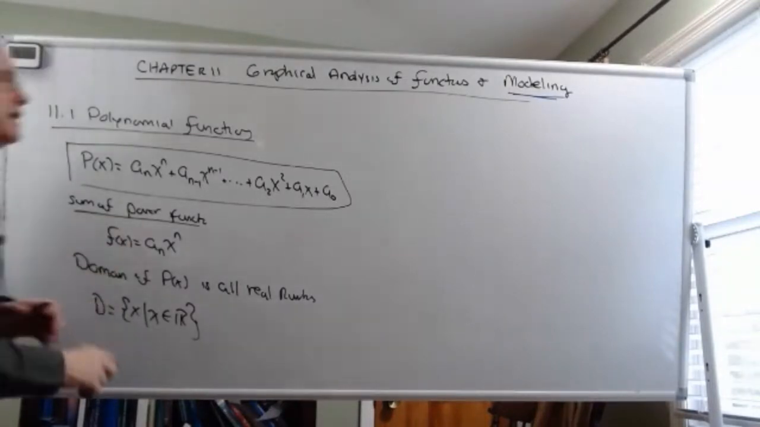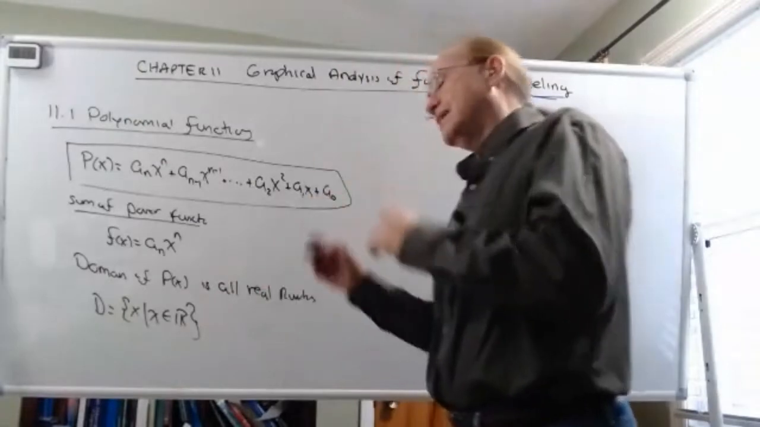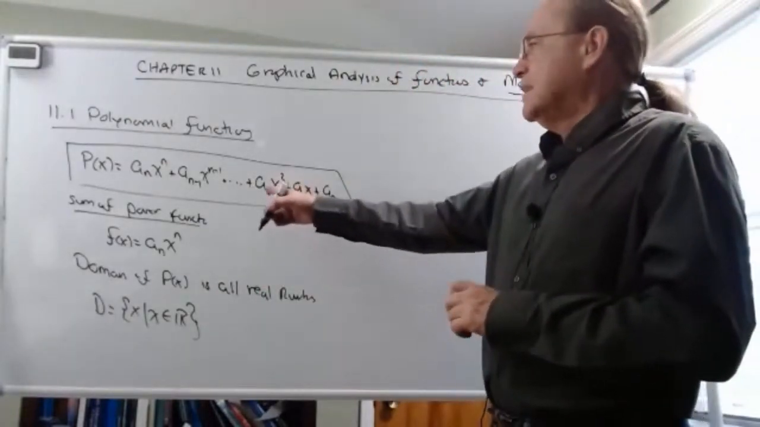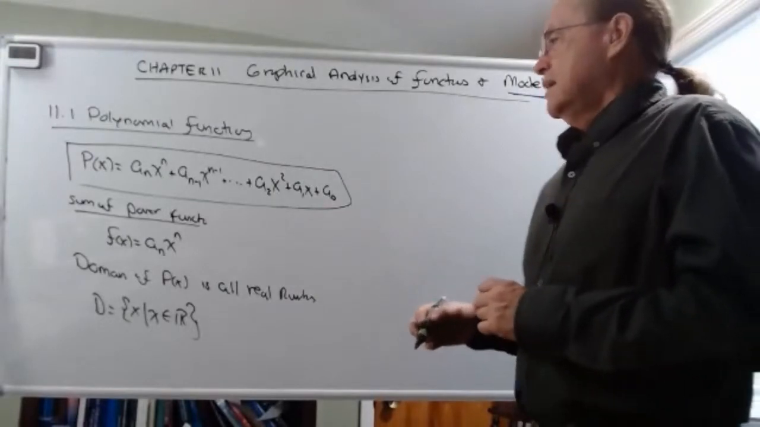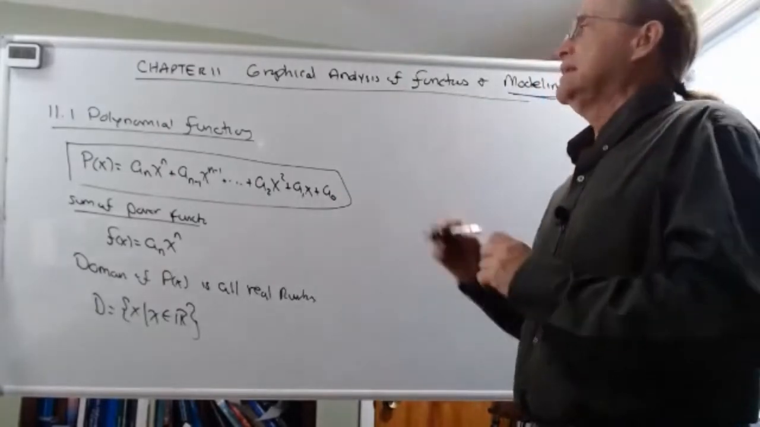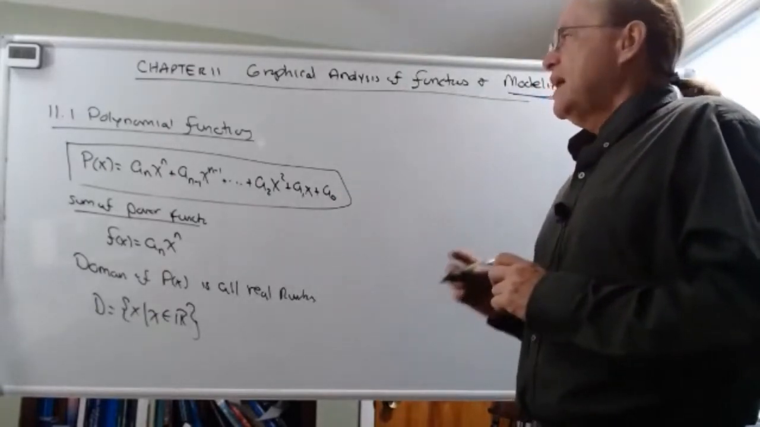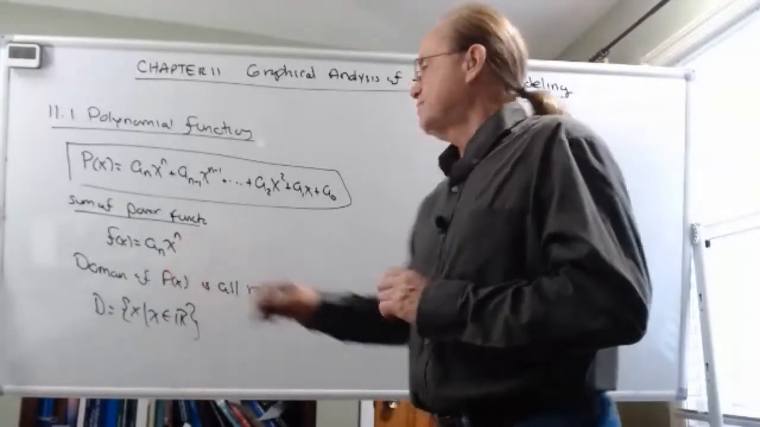Meaning I can plug anything in, positive, negative, square roots, anything I want to put in there, and I will get a number out. It never gives me an undefined quantity. Domain of all the allowable inputs. I can put anything into a polynomial function. And we also got some of the basics of power functions. We went over some of the looks of power functions.